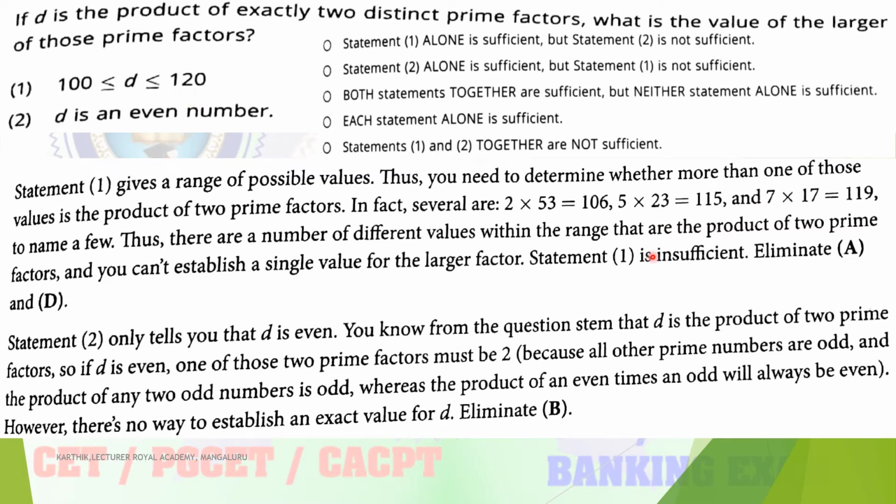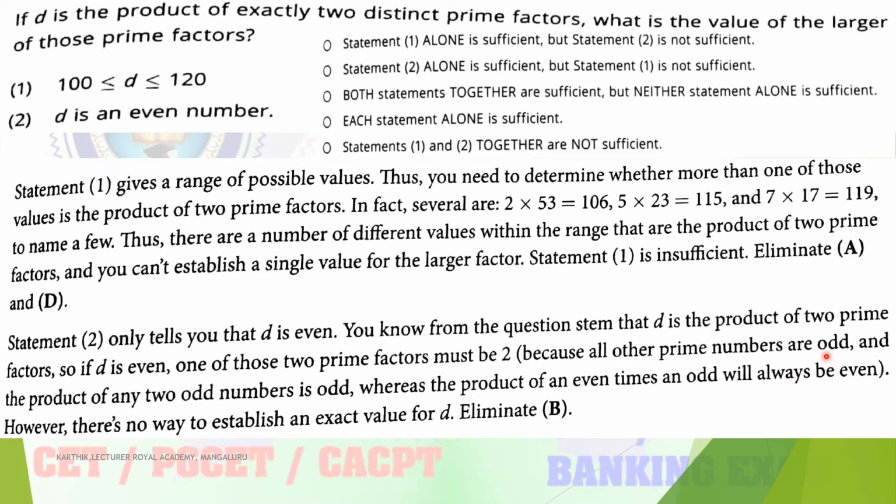Second statement, what is that? D is an even number. So D is an even number. Okay, so D is a product of two prime factors, and D is even, so one of those prime factors must be 2. So 2 is an even number, because all the prime numbers are odd. Only 2 is a prime that is an even number, the remaining are all odd.